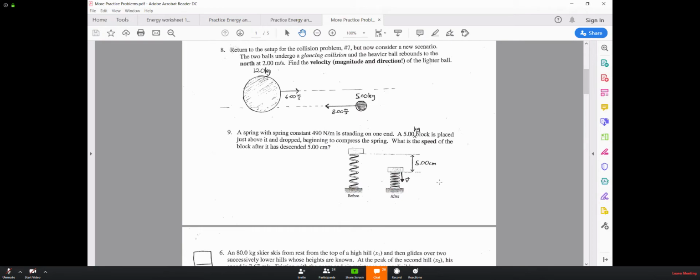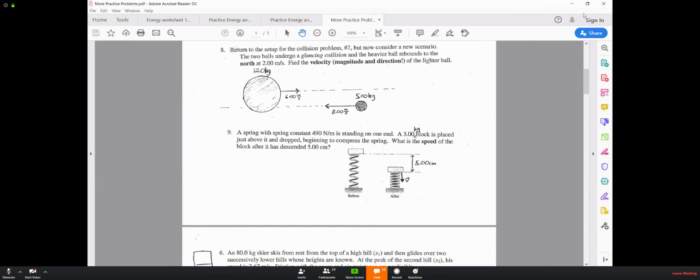Is this a chance to use momentum? Is this a chance to use energy? I have height changes. If there's height changes, you probably don't want to use momentum. You probably want to use potential energy and energy. So we're going to use energy here. Is mechanical energy conserved, yes or no, as the block descends, as the block moves against the spring?